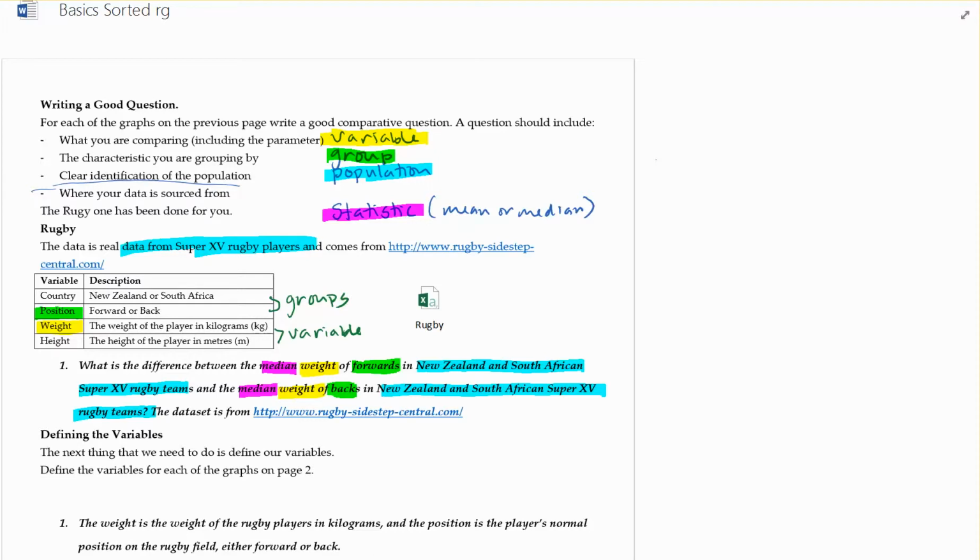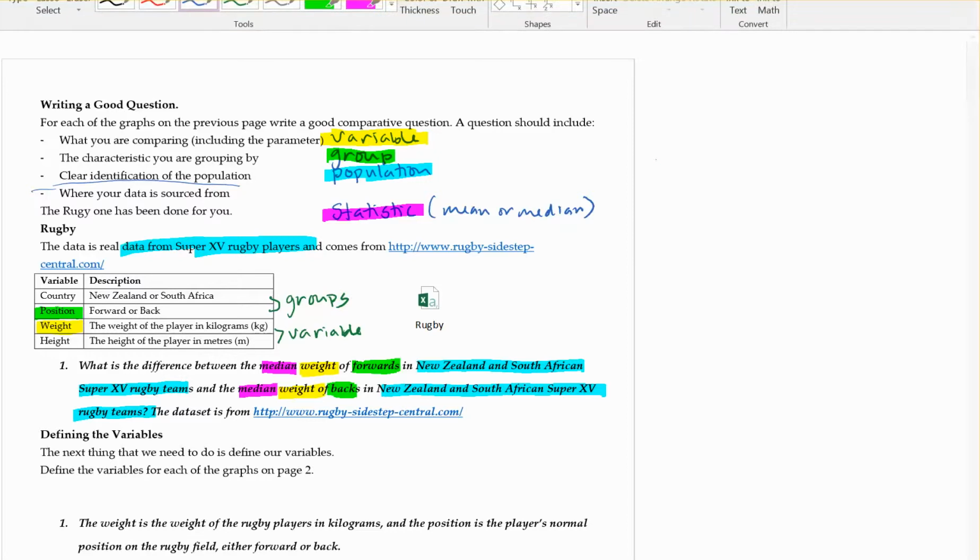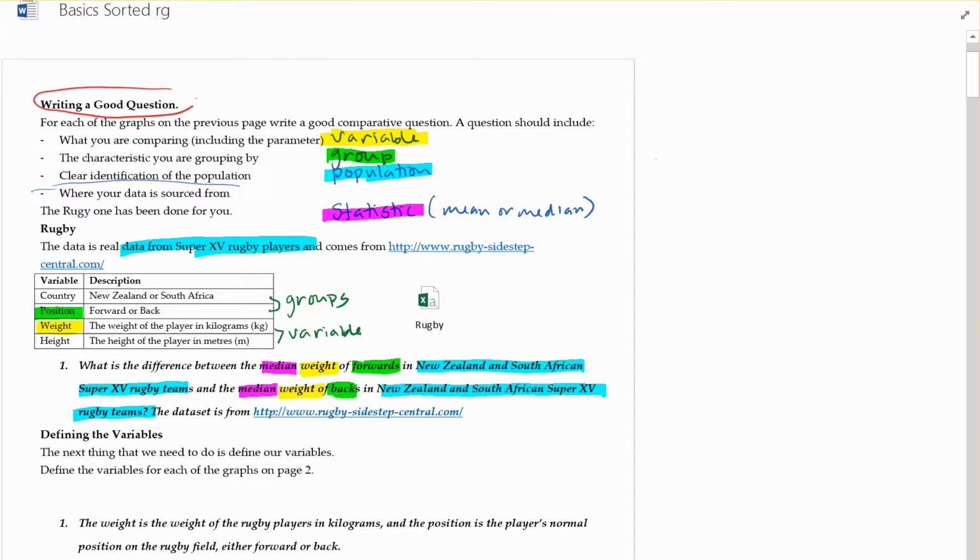The last thing we really want to make sure that we do is define our variables. So we kind of have a few key things we need to make sure we do. Number 1 would be writing the big question. Number 2 would be defining what the variables are. And so here you're going to go back up and investigate your data, go to that website, Rugby Sidestep Central, or look at the information given to us, and make sure you understand what's being measured.